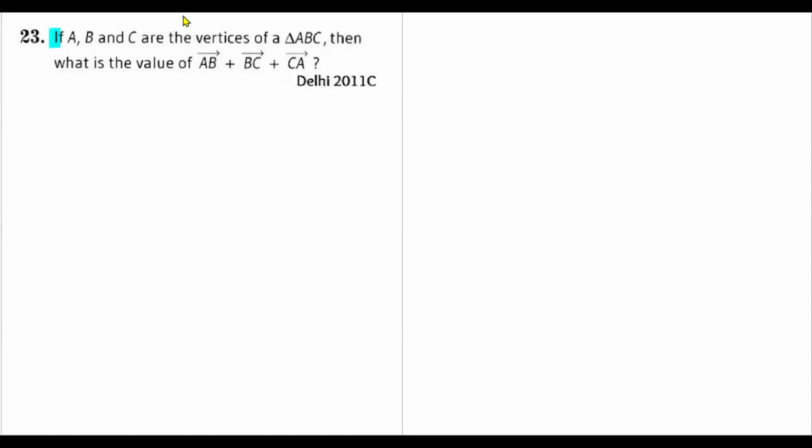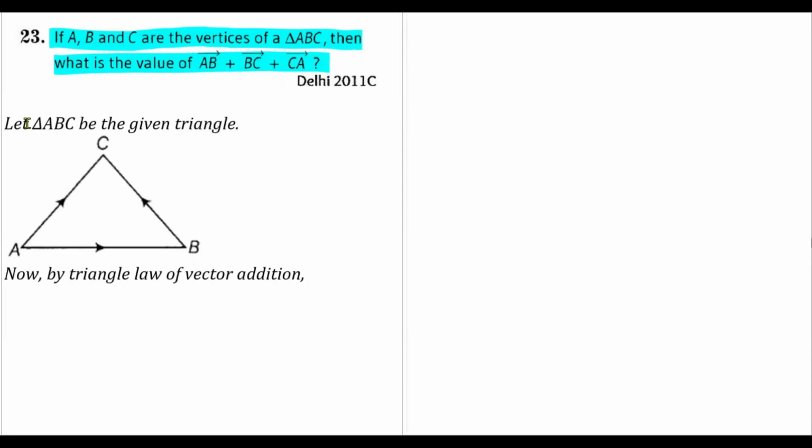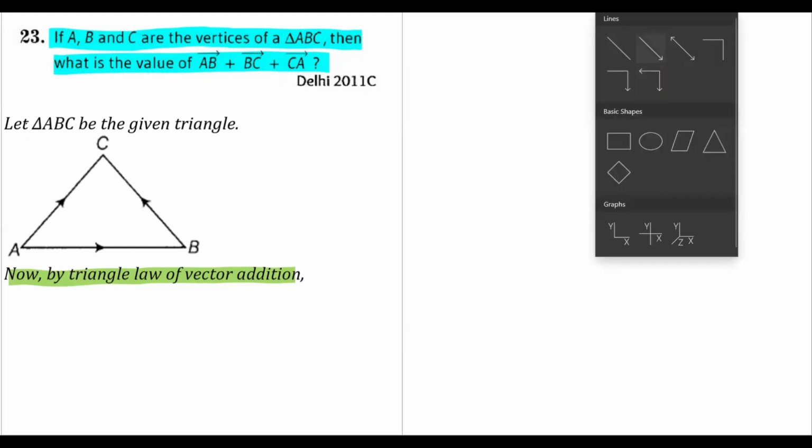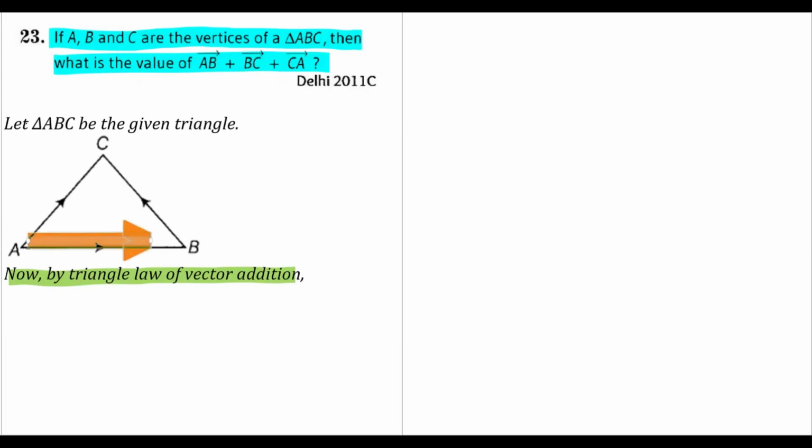In the next question, it says ABC are the vertices of a triangle. Then what is the value of AB vector plus BC vector plus AC vector? So for that, what we are going to do is first make a triangle. I made a triangle over here and named it ABC. And using the triangle law of vector addition, AB vector plus BC vector should give you AC vector.